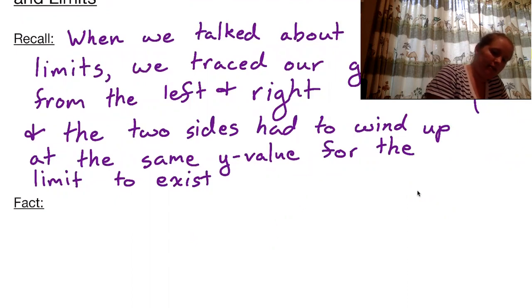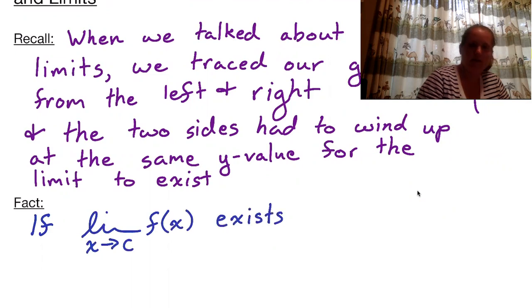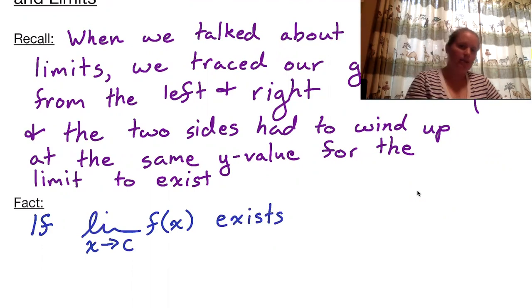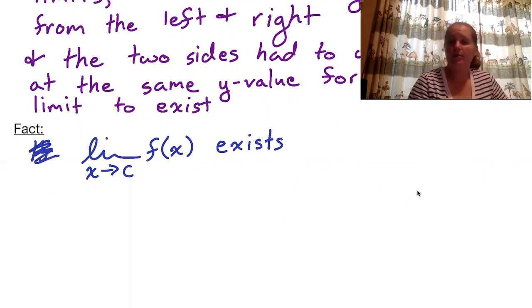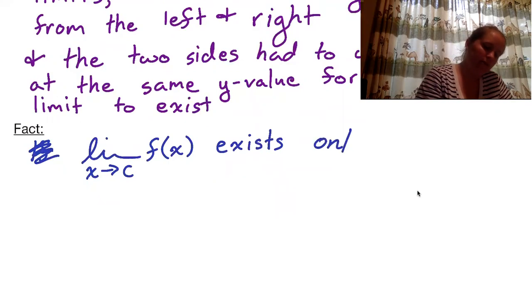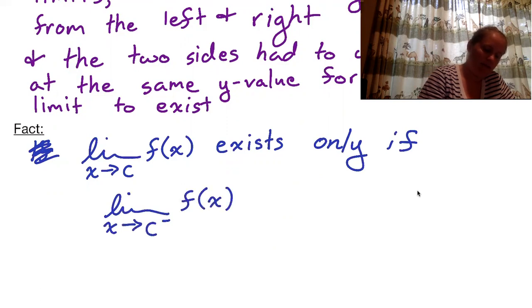So our fact is, if the limit as x approaches c of f of x exists, in fact, the only way that it exists, let's just say the limit as x approaches c of f of x exists only if the limit as x approaches c from the left of f of x is equal to the limit as x approaches c from the right of f of x.